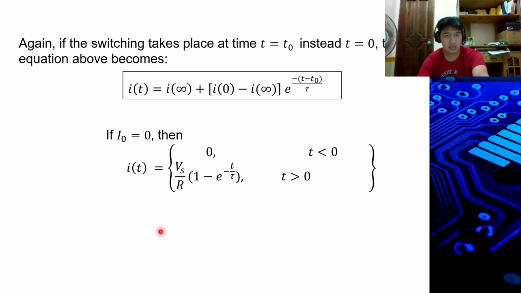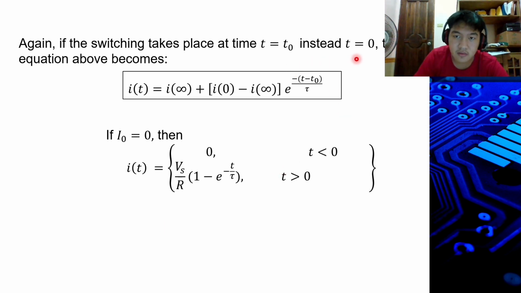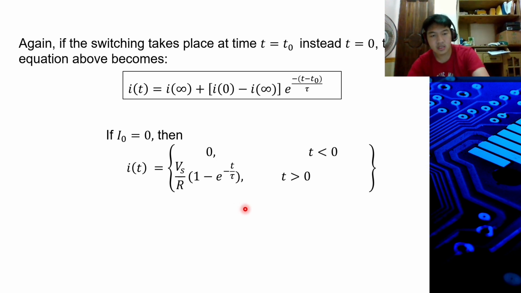Again, if the switch takes place at time t equals t naught instead of t equals 0, the equation above becomes i(t) = i(∞) + [i(0) − i(∞)] e^(-(t − t0)/τ). If i(0) is equal to 0, then i is equal to 0 for t less than 0, and for t greater than 0 it is Vs over R times (1 − e^(-t/τ)).